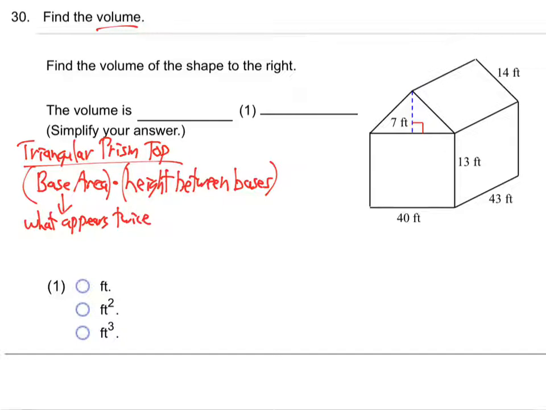So what shape appears twice? Triangle. Triangle in the front, you could picture back here, must be another triangle, if you could see that back there. Triangle in the front, triangle in the back. Let me draw this a little better. Triangle in the front, triangle in the back. So that's what there's two of.